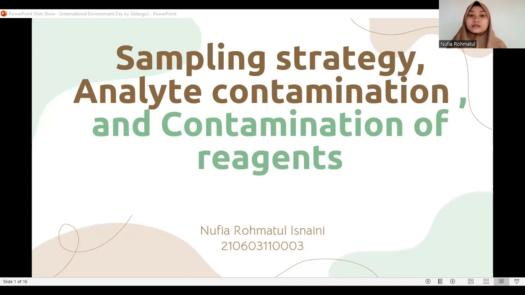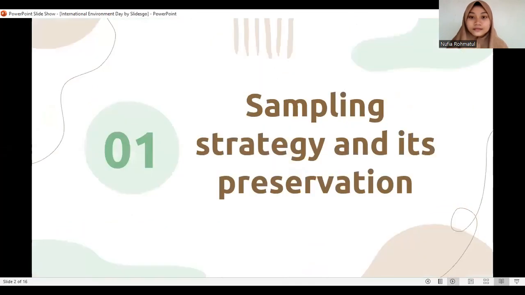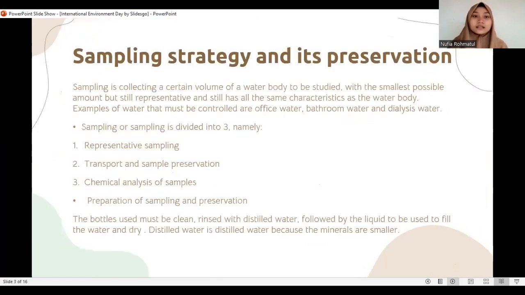Sampling strategy, analyte contamination, and contamination of reagents. Number one, sampling strategy and its preservation.